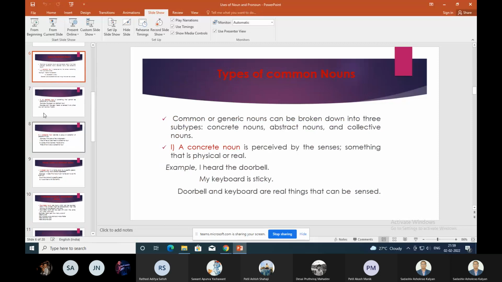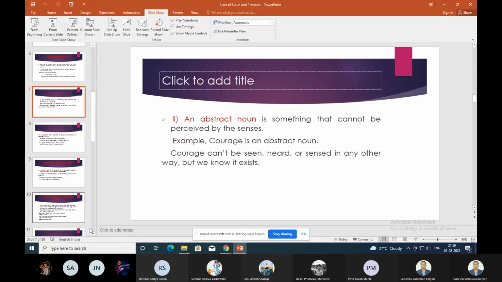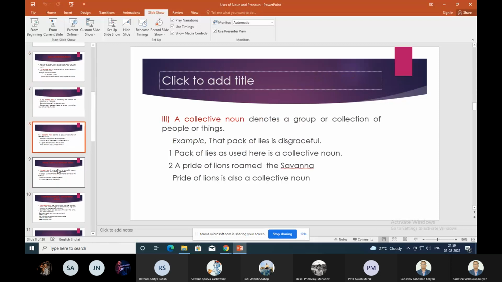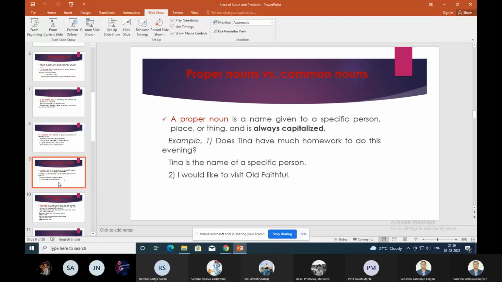After the concrete noun, we also studied the abstract noun, which we cannot perceive by our senses, like fear, love. Then we studied the third type, the collective noun, which is suggested for any collection of things or people. Then we studied the proper noun, which is suggested for a specific person, place, or thing.